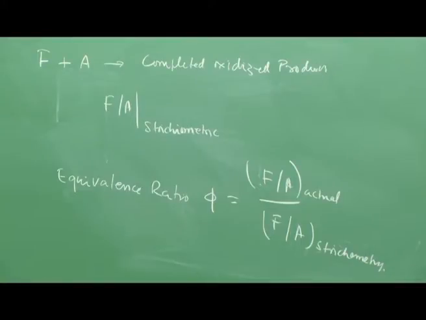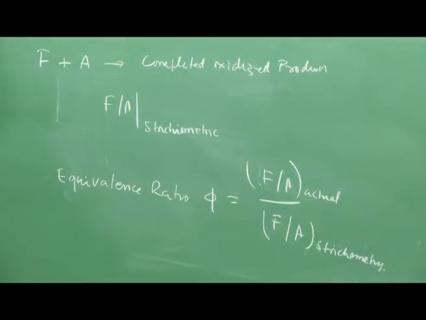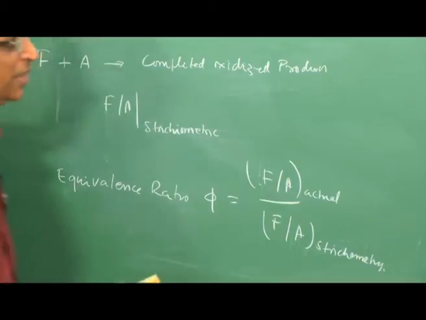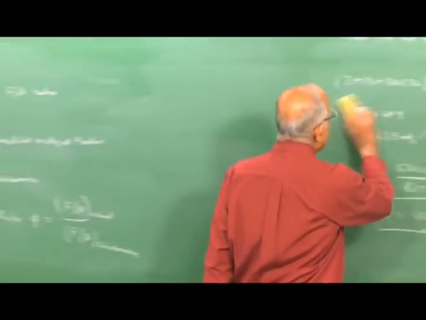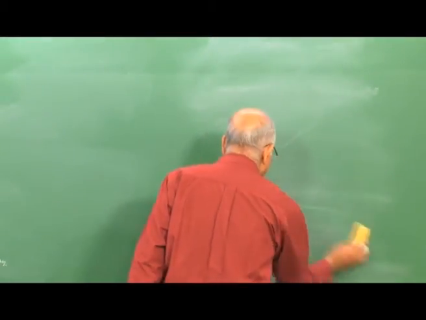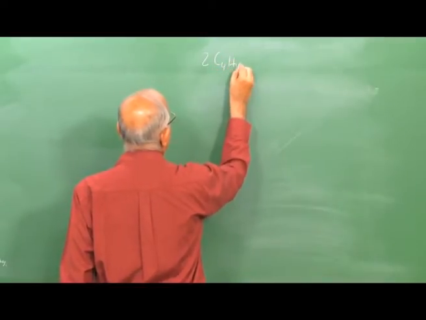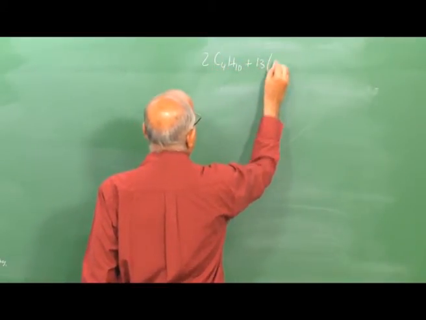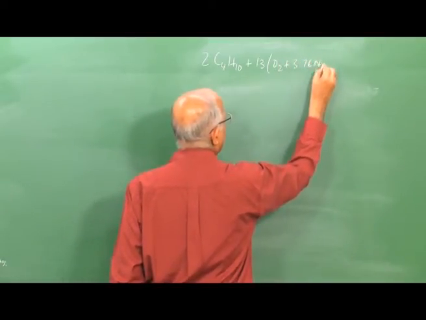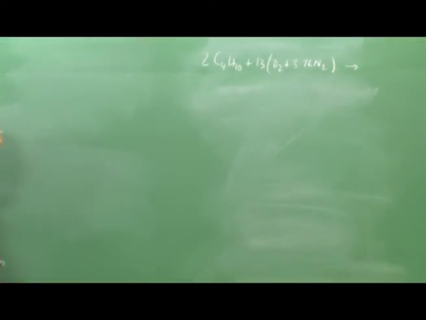Therefore, let us determine the value of fuel by air mixture for the previous problem in which we had the stoichiometric conditions. Let us determine this and see what variations are possible. Let us put down the reaction again and calculate this value. The reaction was C4H10 plus 13 of oxygen. Every mole of oxygen is accompanied by 3.76 moles of nitrogen. This gave me carbon dioxide, water and nitrogen.